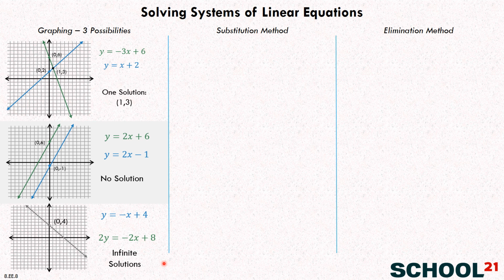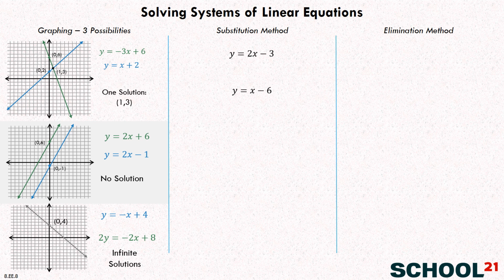Okay. Now, graphing is tough. Even if you have a graphing calculator or an online graphing tool, it can be tough to graph. You don't want to go to all that trouble. So there's a couple of methods that can get you to solutions easier. They're called the substitution method and the elimination method. So we're going to run through those right now.